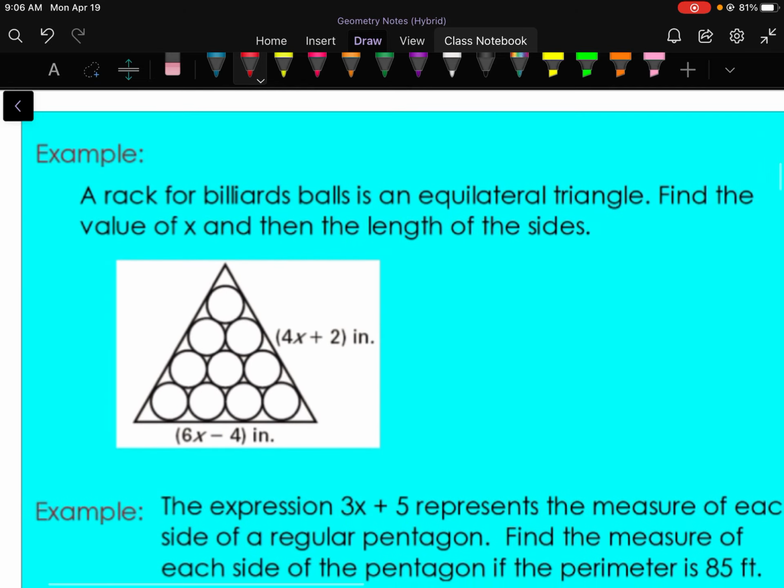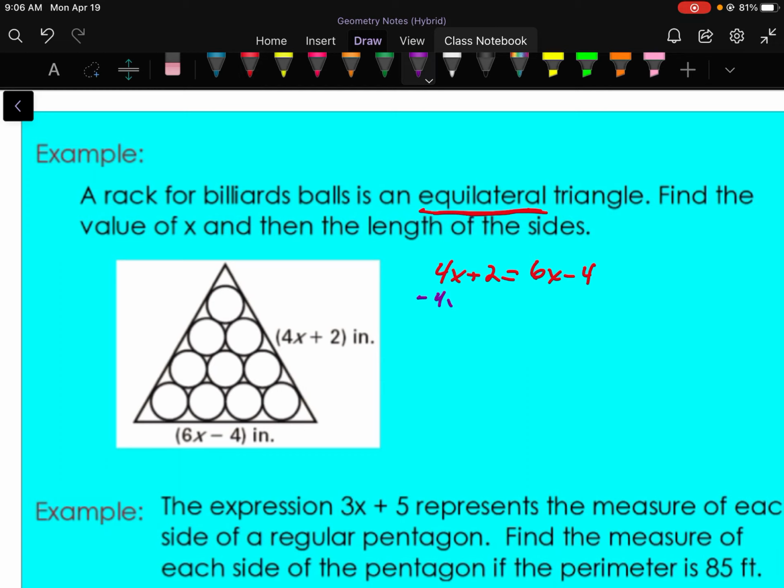All right, so an example, we have a rack for a billiards ball. It's an equilateral triangle if you didn't know, it's a fact. Find the value of x and then the lengths of the sides. So here is the key. Here's where the vocab comes in. It's equilateral, which means the sides are the same. So if you want to set up an equation to solve, you would take one side, 4x plus 2, set that equal to 6x minus 4 because both sides are equal. All three sides are equal.